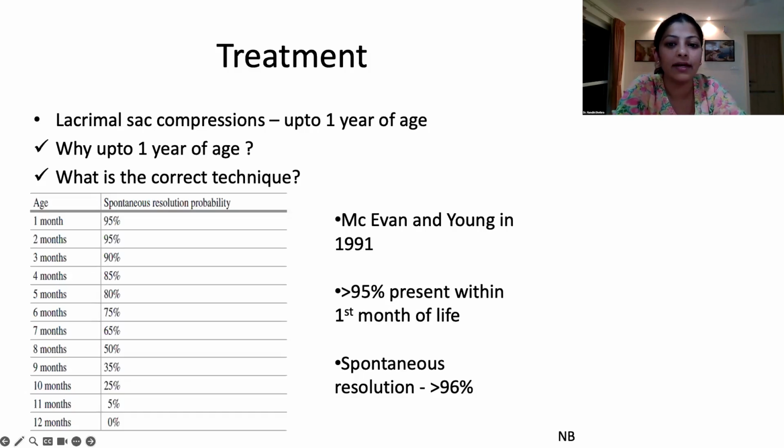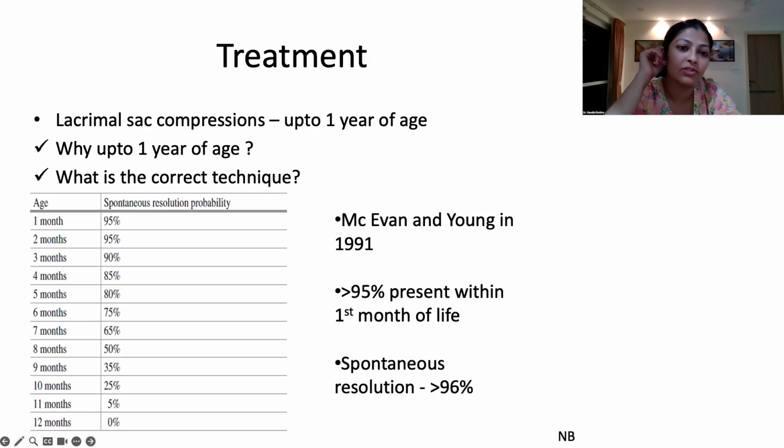McEwen and Young in 1991 observed a few kids across the spectrum, from birth up to 1 year of age. What they saw was that up to 95% of these kids actually present within the first month of life. That is why history is very important, when the epiphora started. The second observation was that about 96% of these resolved spontaneously. If you look at the table there, you will see about 95% resolution occurs in the first month. And at 12 months, the rate of spontaneous resolution goes as low as 0%.